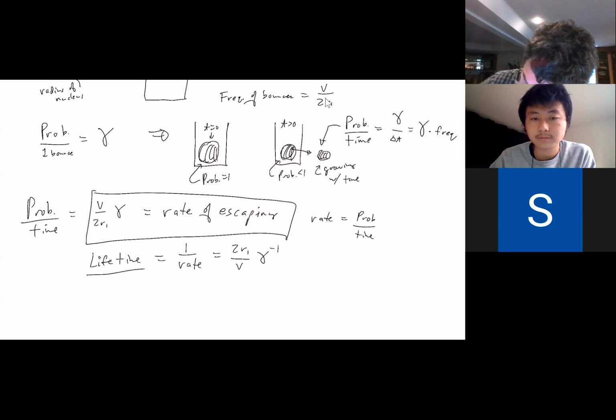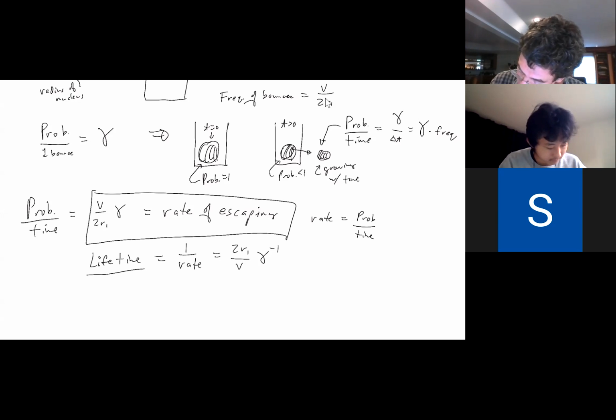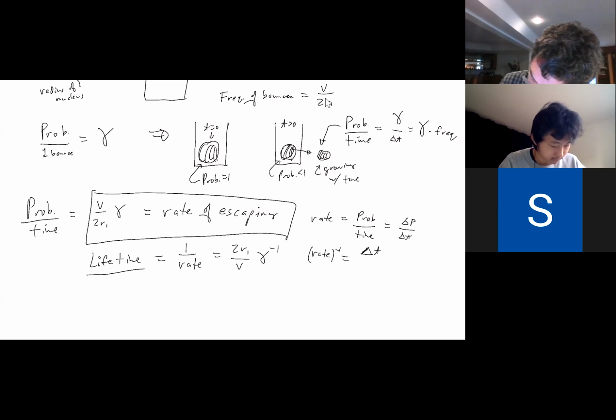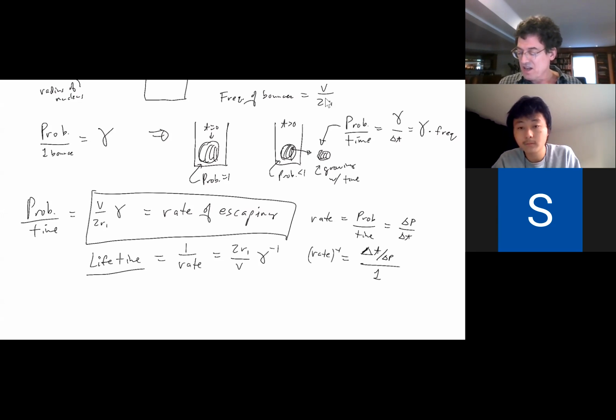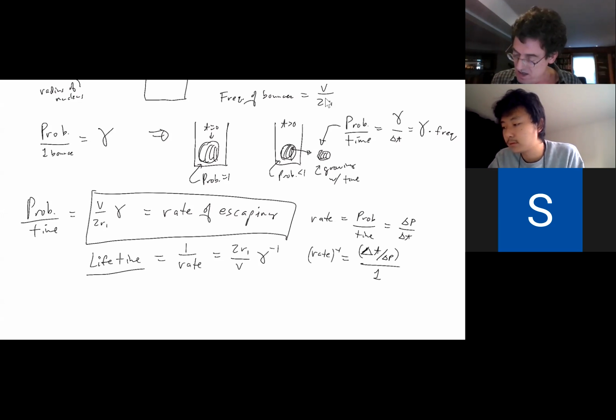And so if I invert that, let's say I'll call this delta P over delta T. And if I invert that rate, that's going to be delta T. I can think of that as delta T divided by delta P over 1. This is the time it will take the full probability to escape. Do you sort of see that?